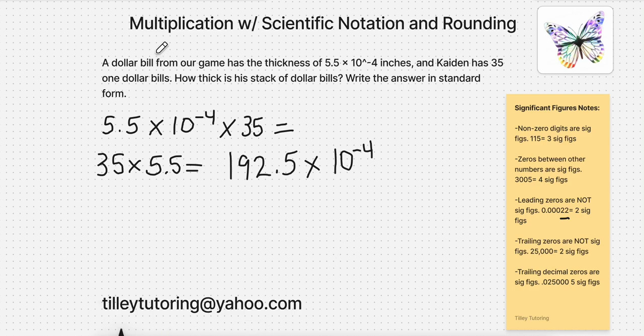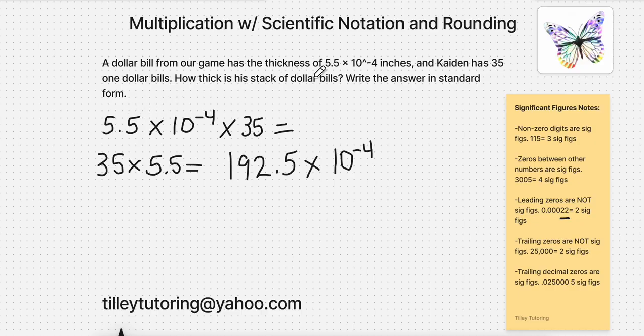Today we are talking about multiplication with scientific notation and rounding. Let's look at this example. A dollar bill from our game has the thickness of 5.5 times 10 to the negative 4 inches, and Caden has 35 $1 bills. How thick is his stack of dollar bills? Write the answer in standard form.